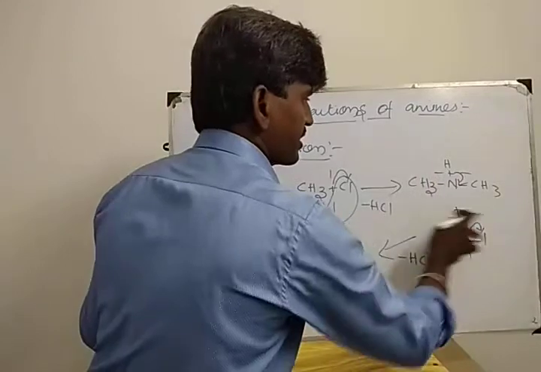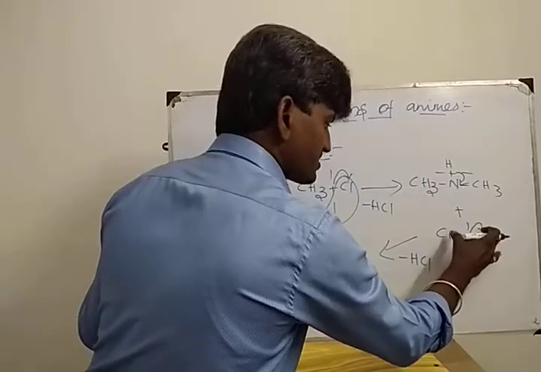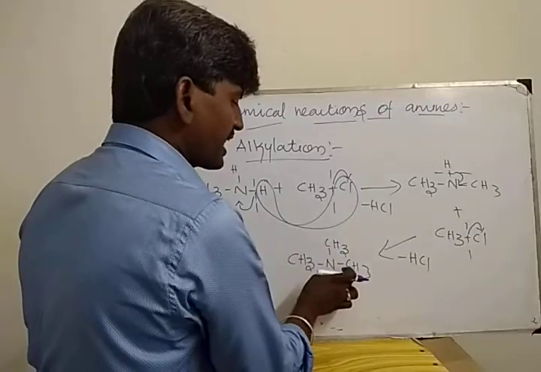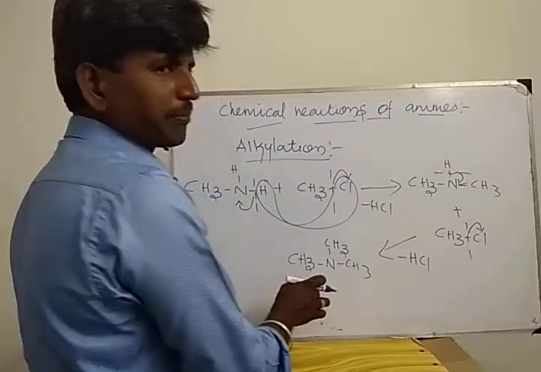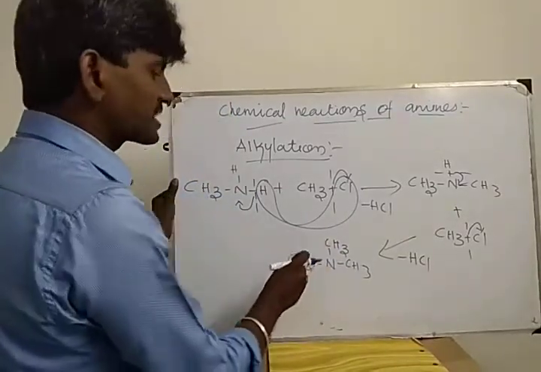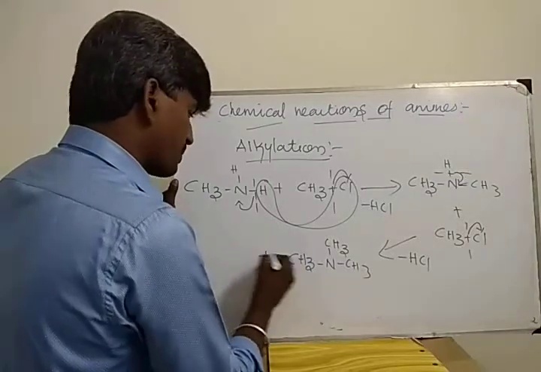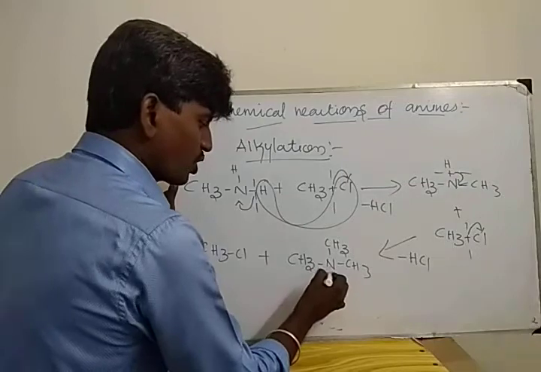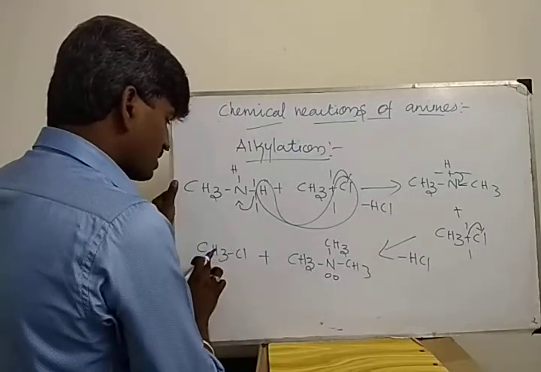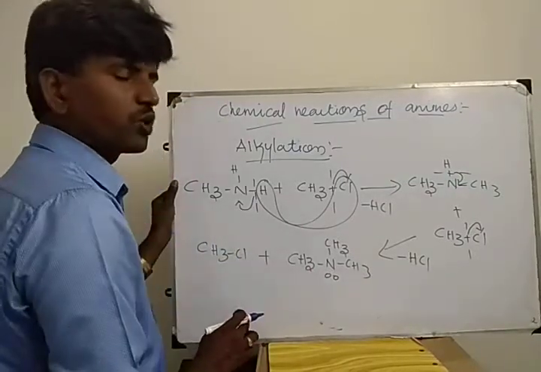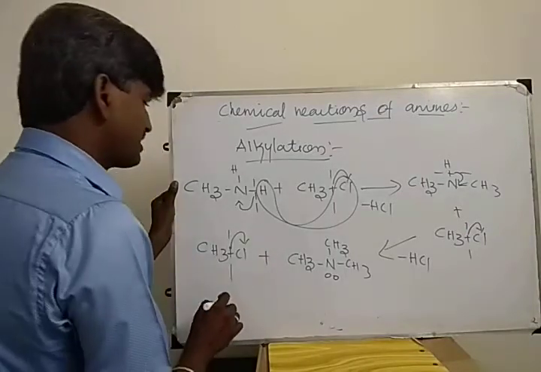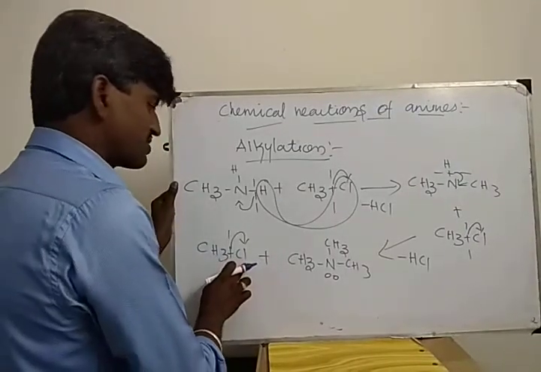This is a secondary amine. When we do the alkylation process in a secondary amine, it becomes a tertiary amine. Its name is N,N-dimethyl methanamine. Again, I am going to do the alkylation process in this compound, so I am going to add methyl chloride. Nitrogen has one lone pair of electrons. Compare carbon and chlorine. Which one is more electronegative? Chlorine. Chlorine takes one pair of electrons. Bond break. Cl minus.